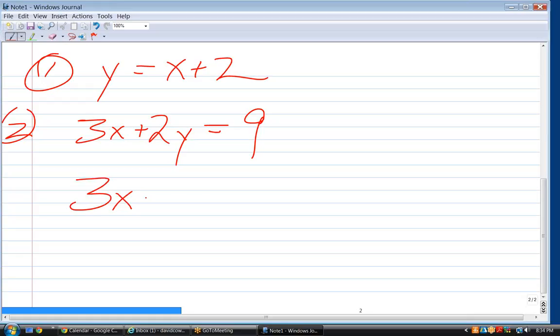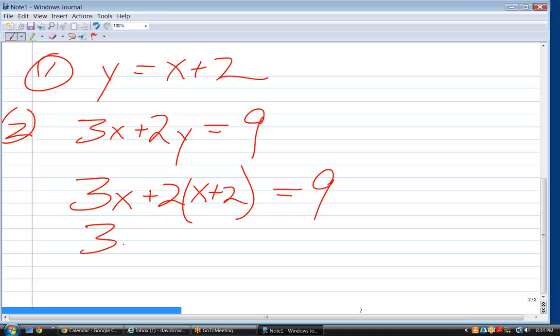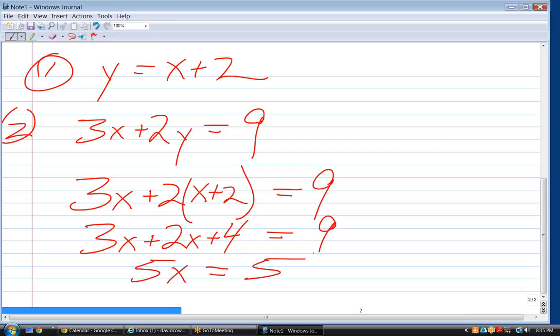Help me finish writing this. Okay, so then it'll be 3 times, in the parentheses, x plus 2, equals 9. Now let's solve it. Distribute the 2. So then it'll be 3x plus 2x plus 4 equals 9. Add the x. Subtract 4. Or, no, sorry. That's okay. You can do it in either order. I was just doing both steps at once. And then you divide. So x is equal to 1.